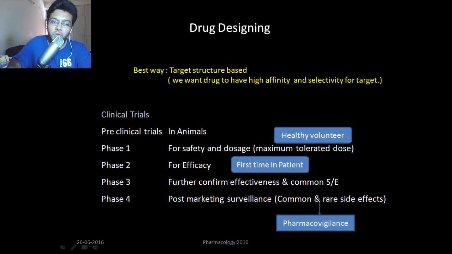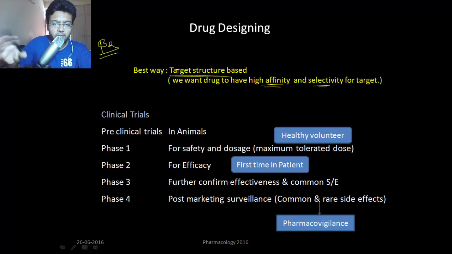Now let's say one fine day you want to become a huge boss of a pharmaceutical company. What are the things which you should take care of in drug designing? The foremost step of yours should be developing a drug based on its target. Your target should be very clear. For example, if you want to develop a drug against the beta 2 receptor, first find a detailed structure of the beta 2 receptor. So the best way to design a drug is target based designing, right? Once you know the target, you could also make a drug in such a way that it can have a high affinity and selectivity for the target, right?